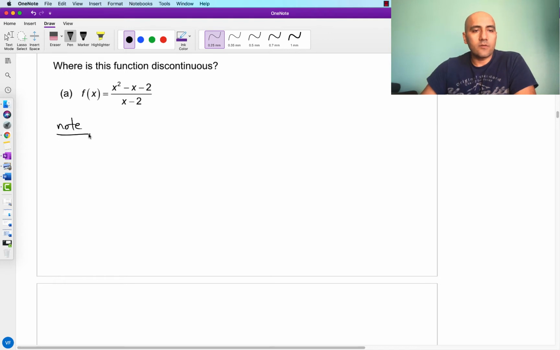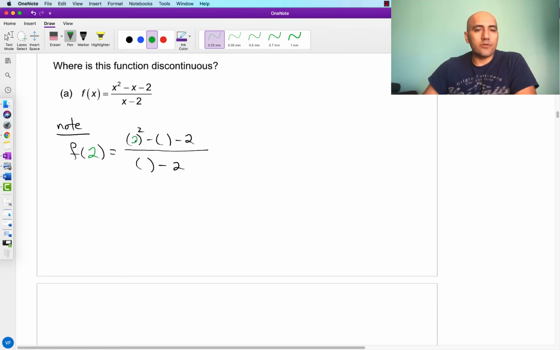So note, when x equals 2, we put a 2 there, a 2 there, a 2 there, and a 2 there, we end up with 4 minus 4.